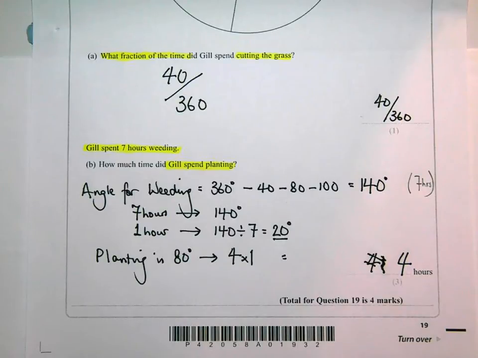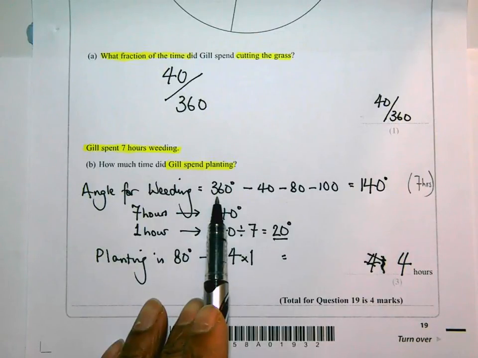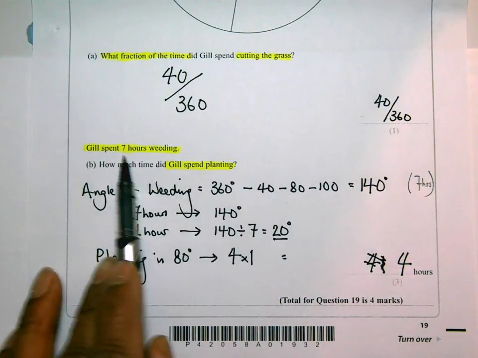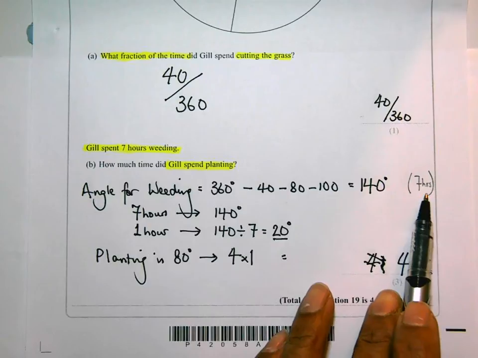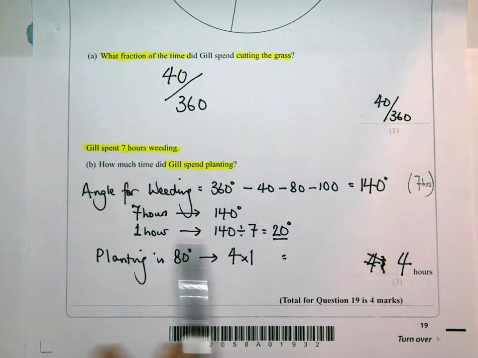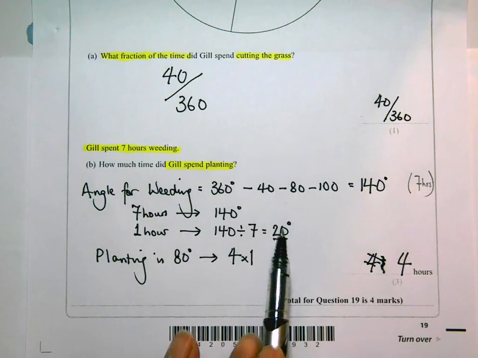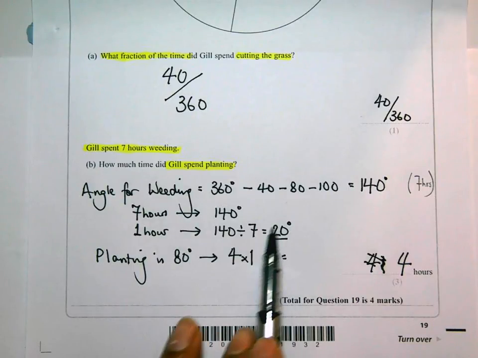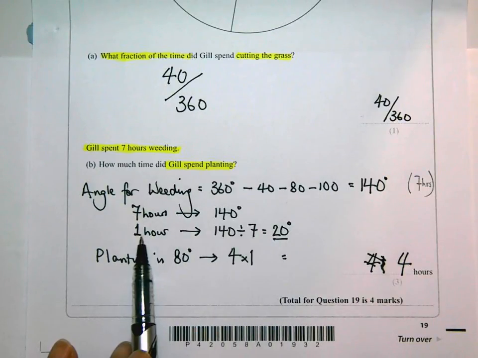So a bit of a challenging one. This is 3 marks. So you have to work forwards and then backwards. But what I did was, first of all, work out the angle for the section weeding. That was 140 degrees. They've told me that 7 hours was spent weeding. So if 7 hours stands for 140 degrees, 1 hour is going to stand for 20 degrees. The section on planting was 80 degrees. So how many lots of 20 make 80? That's 4 lots. So that's going to be 4 hours. Make sure you go over this a couple of times, understand it fully, make sure you're able to do it yourself and get full marks.